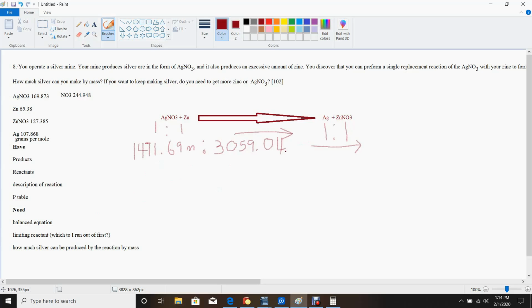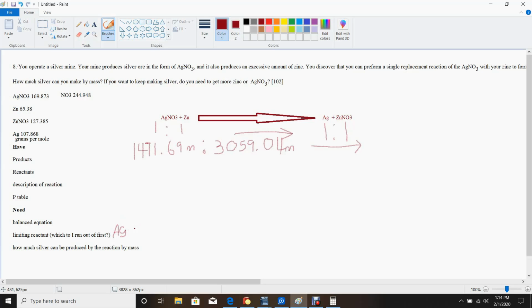I have 3,059.04 moles of zinc and 1,471.69 moles of AgNO3. I'm going to run out of AgNO3 first. If you have 3,000 of something and 1,400 of something, 1,400 is the smaller number. I'm going to run out of AgNO3 first because it's a 1-to-1 and I only have 1,471 moles of AgNO3. So right off the bat here, we have one of our answers. My limiting factor is going to be AgNO3.